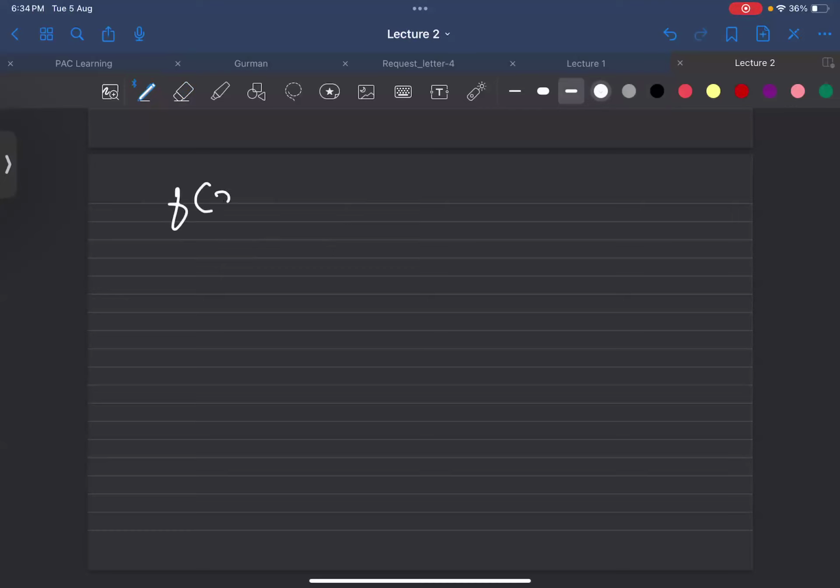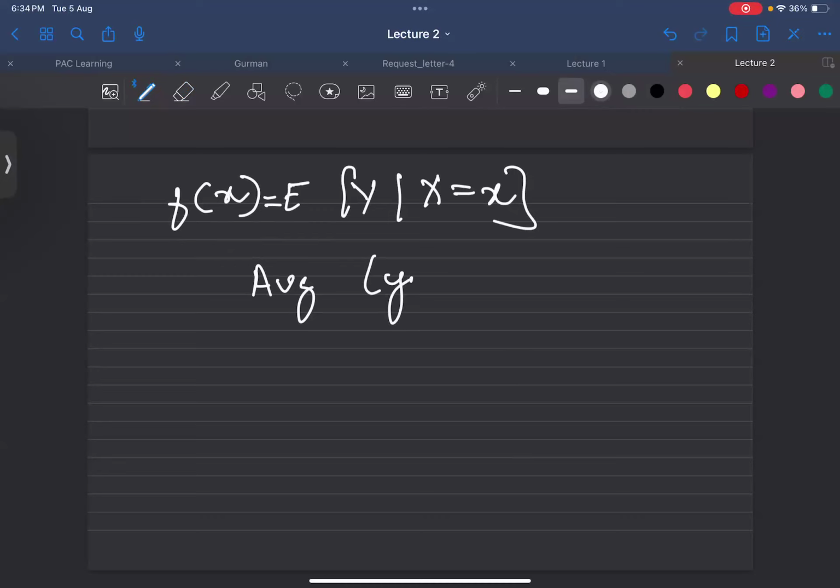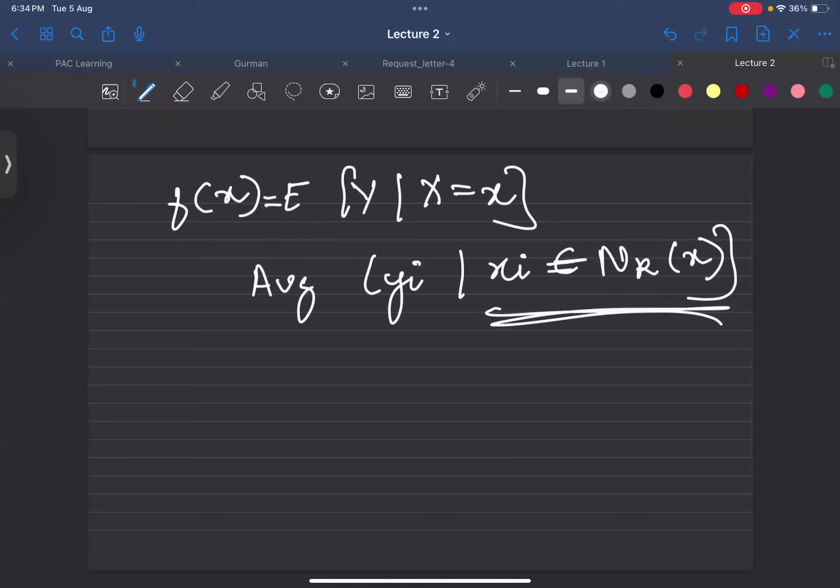So earlier what we were saying is, given X, what is the expectation of Y. Now what we are saying is, we are taking the average of Yi, where Xi is not equal to the actual X. Basically, it's in the neighborhood of X. We are conditioning on the neighborhood of X, around X. What does it mean?